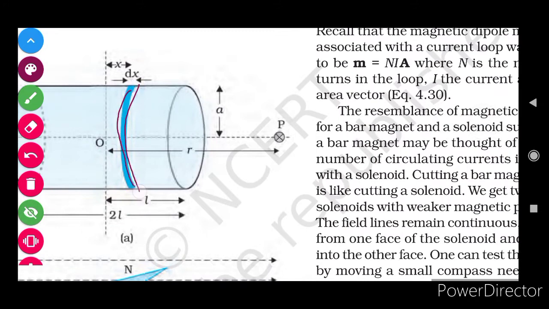Okay, this ring, we will consider this current carrying ring. Because of this one turn, the number of turns in this small area, in this small ring, we'll find the magnetic field due to this point. And we'll integrate it for the whole length of the solenoid, and then we'll get the whole magnetic field due to the solenoid.